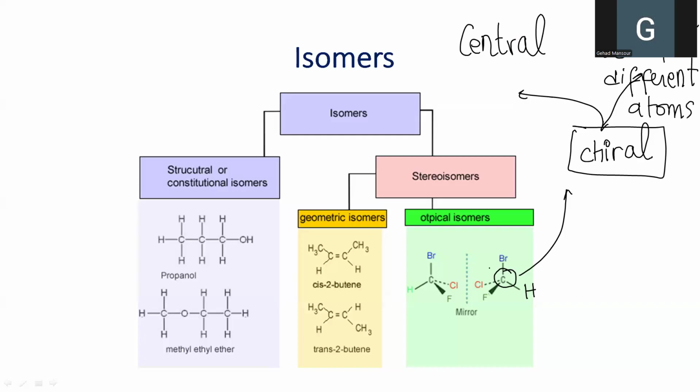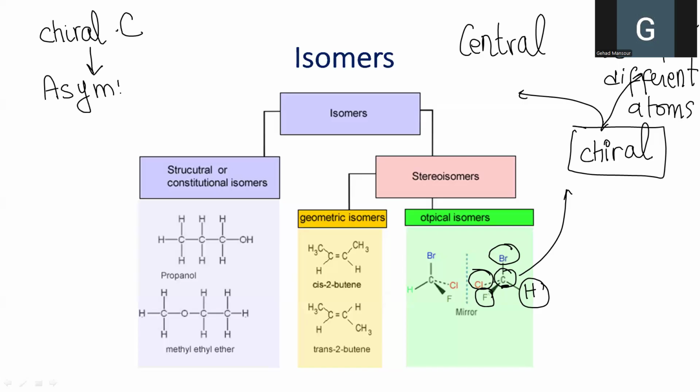So here you can see that this is a chiral carbon atom because it is bonded to bromine, hydrogen, fluorine, and chlorine. So this is a chiral carbon atom, a central carbon atom that is bonded to 4 different atoms. And what's the importance of having a chiral carbon atom in an organic molecule? A chiral carbon atom in an organic molecule results in an asymmetric molecule.